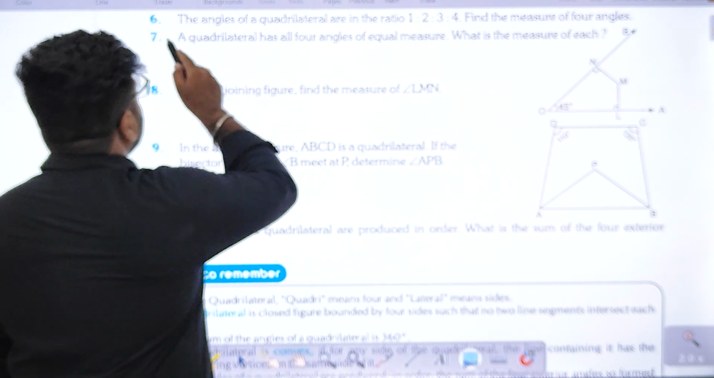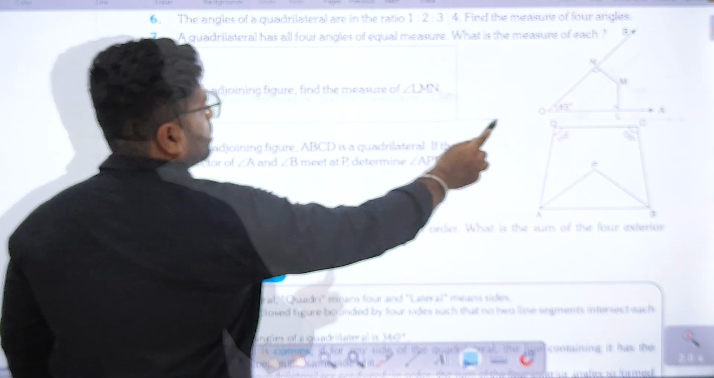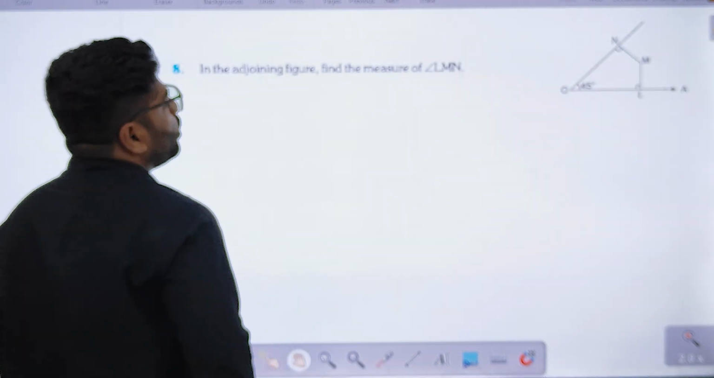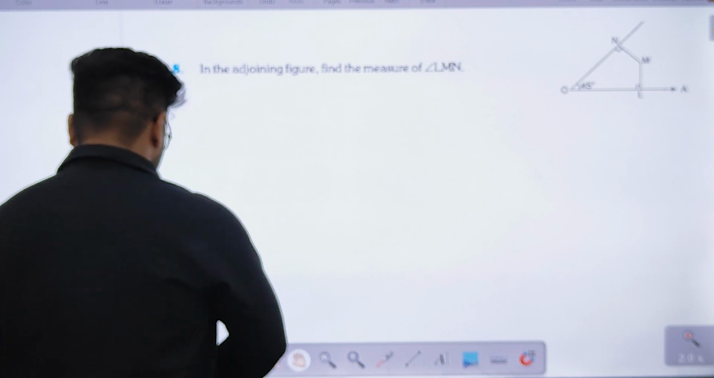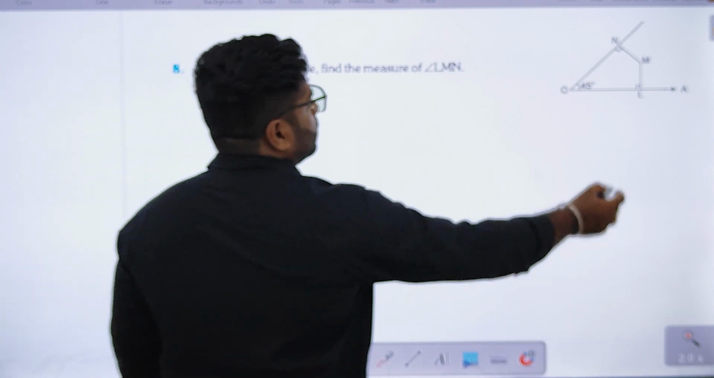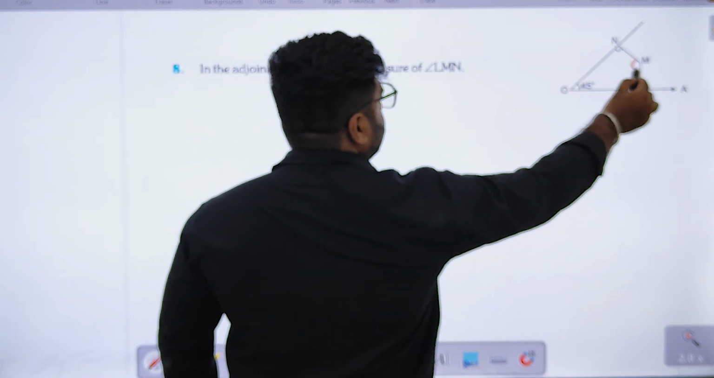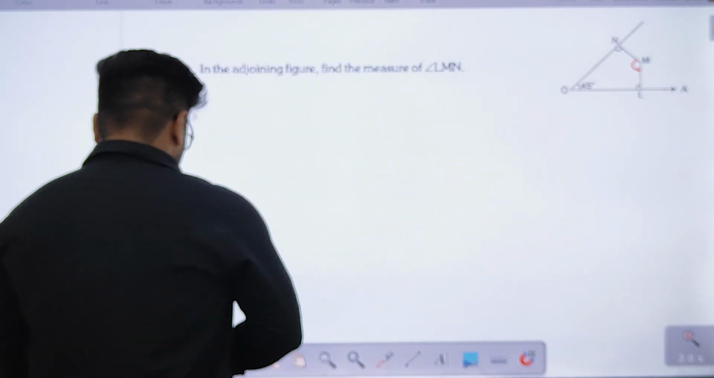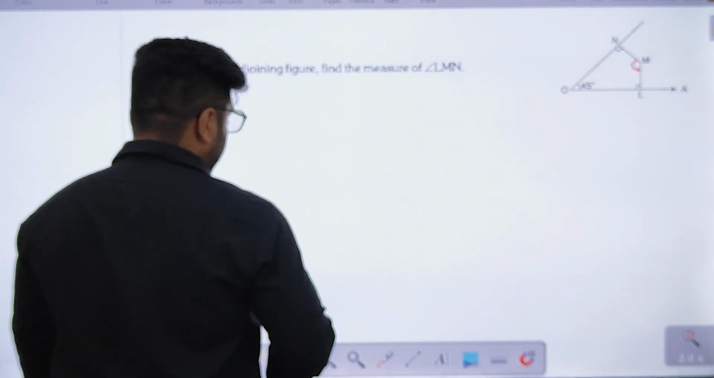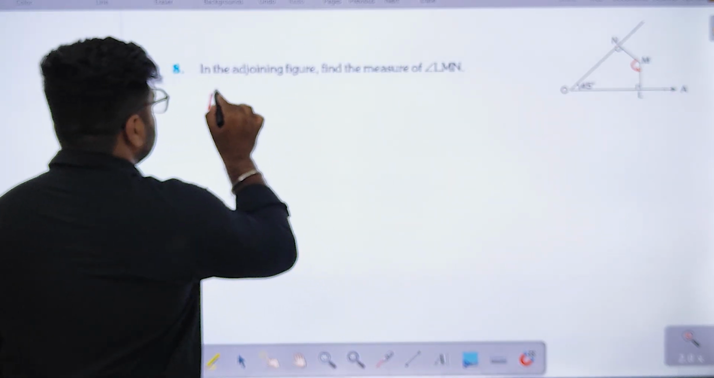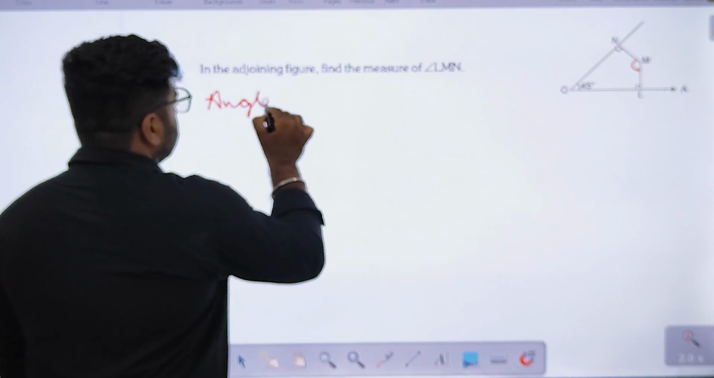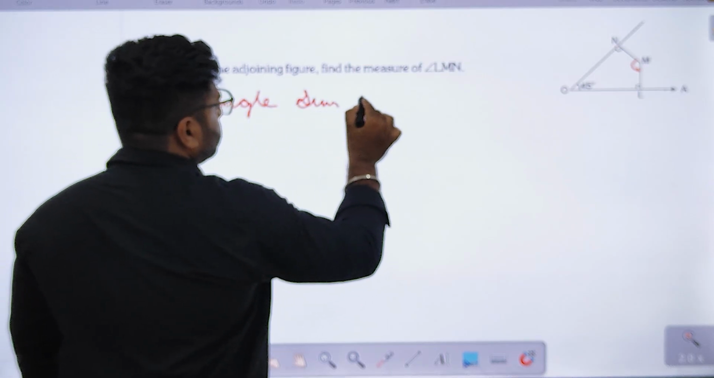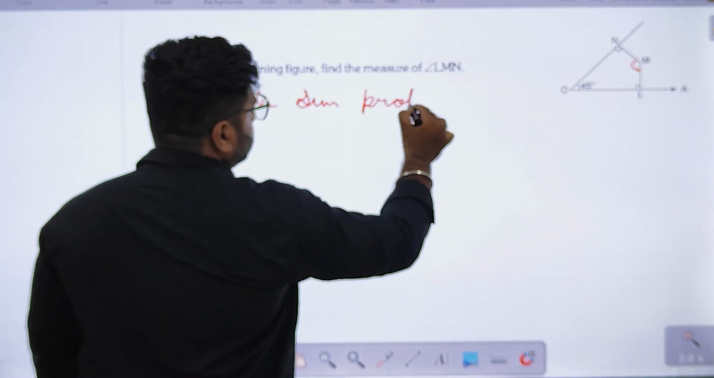Now we have, in the adjoining figure, find the measure of angle LMN. This is LMN. We have to find this angle. So here we are going to use the angle sum property again. This is the angle sum property.